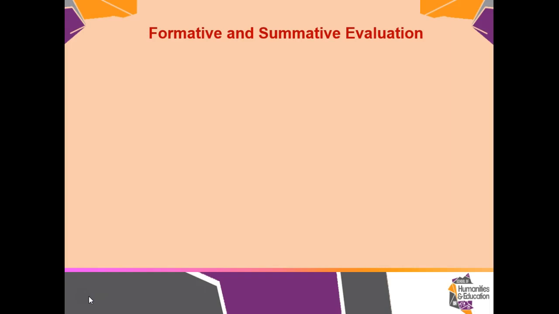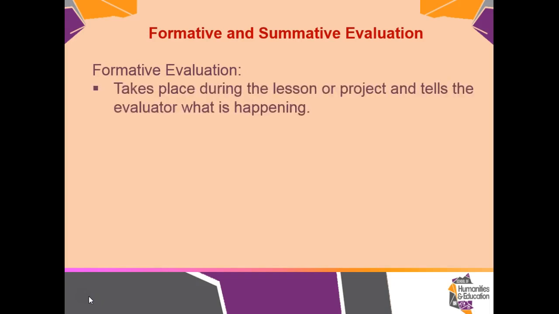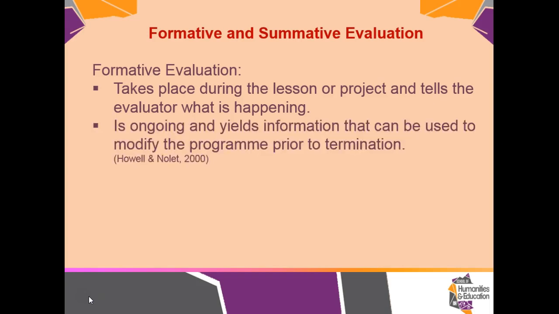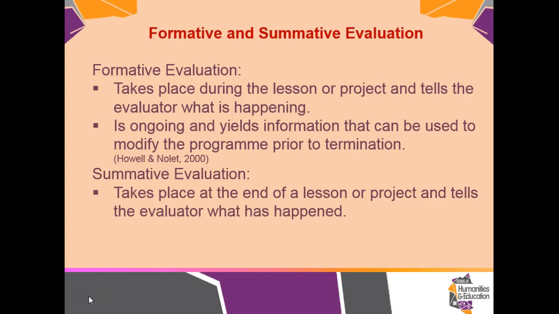Let's look at two types of evaluation, formative and summative evaluation. Now, formative evaluation takes place during the lesson or project and tells the evaluator what is happening. It is ongoing and yields information that can be used to modify the program prior to termination. Now, summative evaluation is a little different. It takes place at the end of a lesson or project and tells the evaluator what has happened. It sums up the learning.